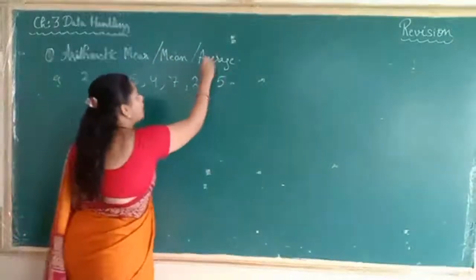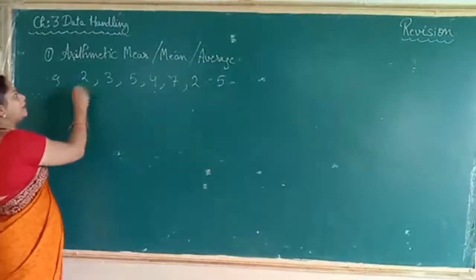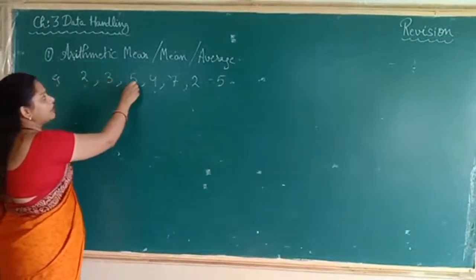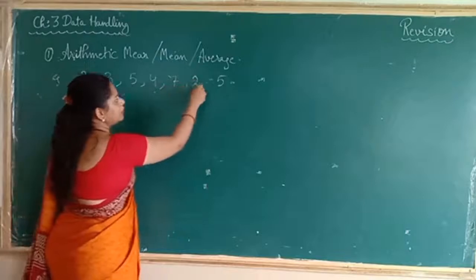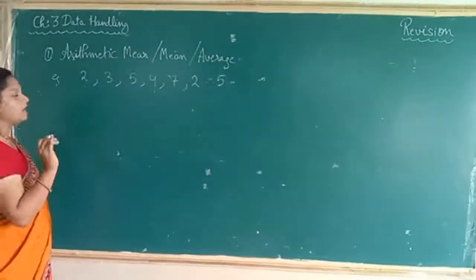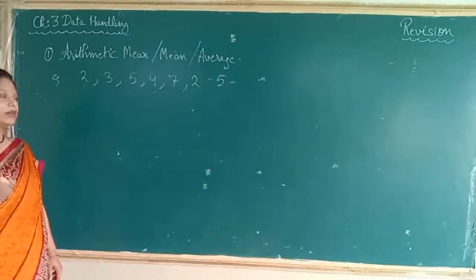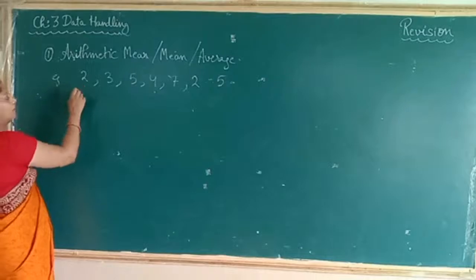also we can say average. All are the same things of a series. Example: 2, 3, 5, 4, 7, 2, 5. This is the series or data, and we have to find out the arithmetic mean or average, whatever we want to know of this series.